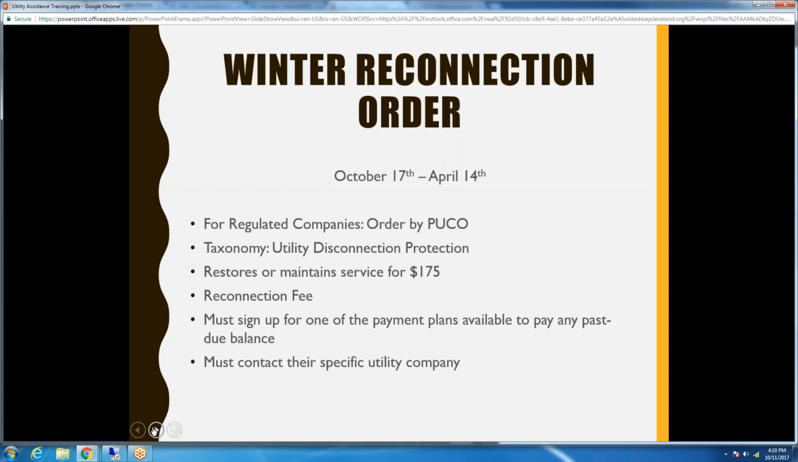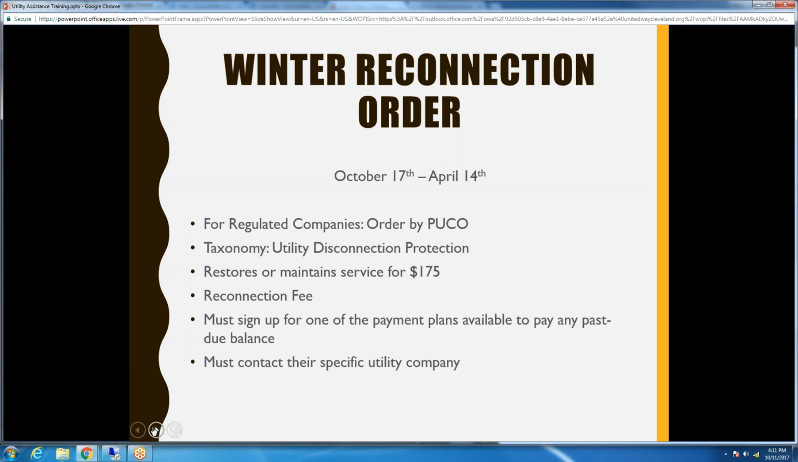There is no income requirement, but the participant must sign up for one of the payment plans available to pay any past due balance. The program reconnects or maintains service during the winter heating season if the customer pays $175 plus any reconnection charge not to exceed $36. With this, I think a lot of times we just tell people it's $175. We've got to make sure they also hear that there's a reconnection charge as well. So in actuality, it could be over $200 that the customer or caller will have to come up with.